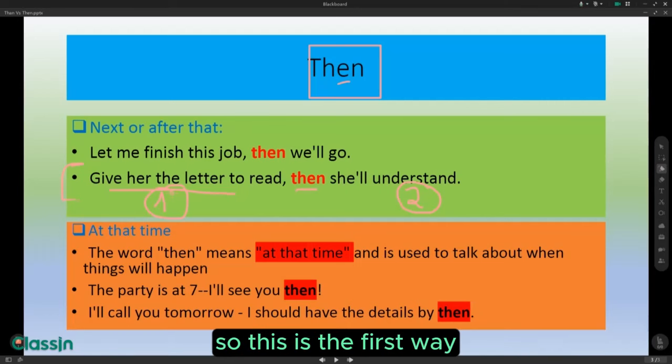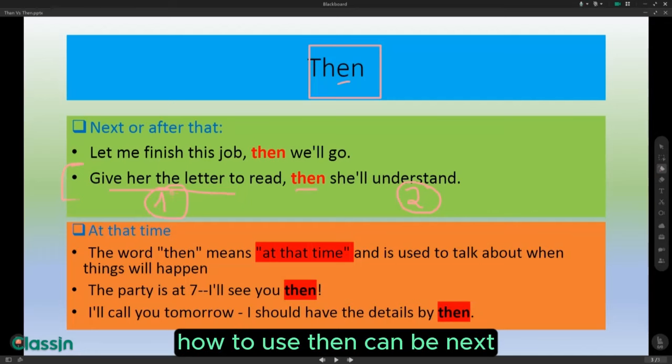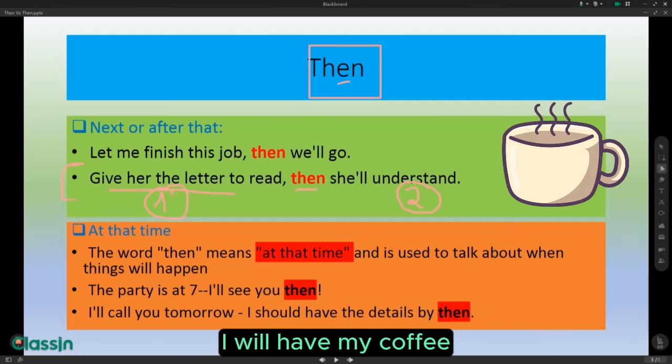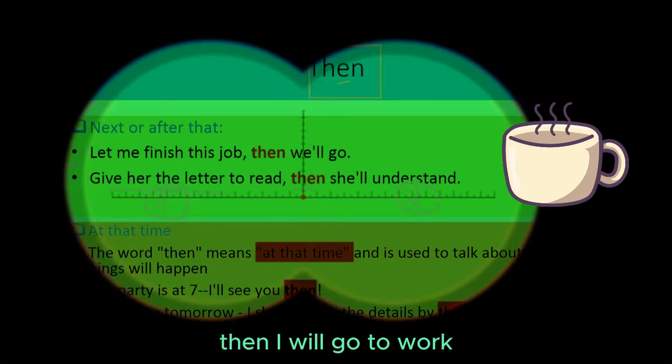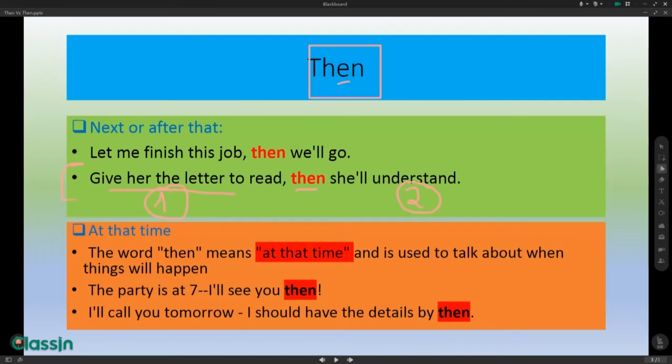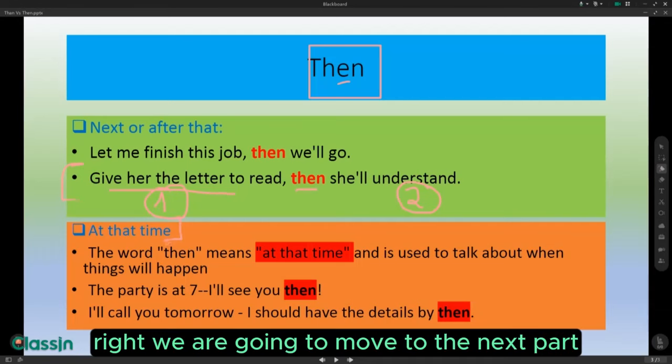So this is the first way how to use then. Can be next. For example, I will have my coffee, then I will go to work. This is the first way. Or the second way, as we saw here, give her the letter to read, then she'll understand. Right, we are going to move to the next part.